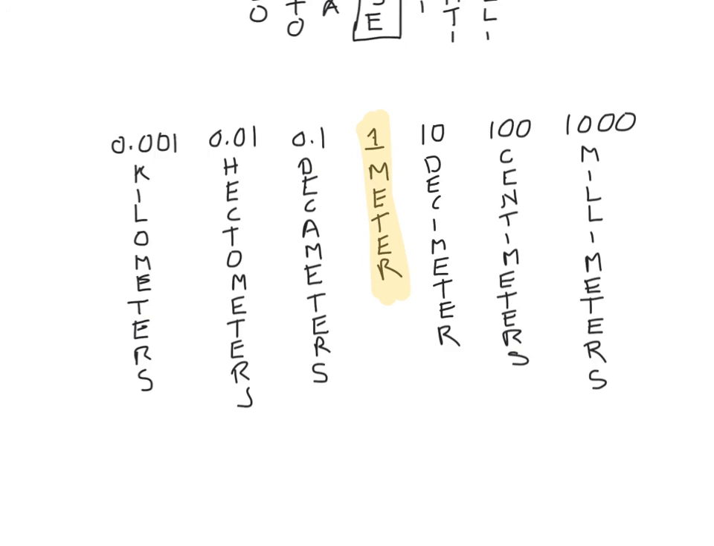One thing to note on this is that the ones that are most commonly used, that you're going to see in more everyday life, are the kilometers, the centimeters, and the millimeters: milli, centi, and kilo. Not that the other ones aren't important, but those are the ones that you're going to see in more everyday life.